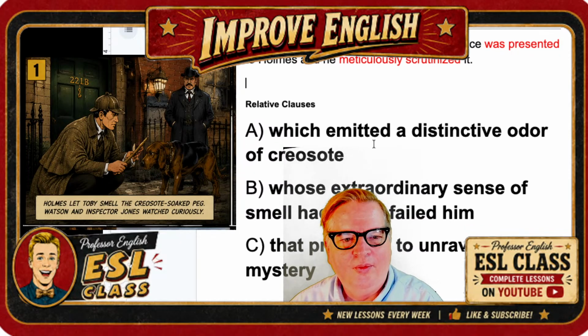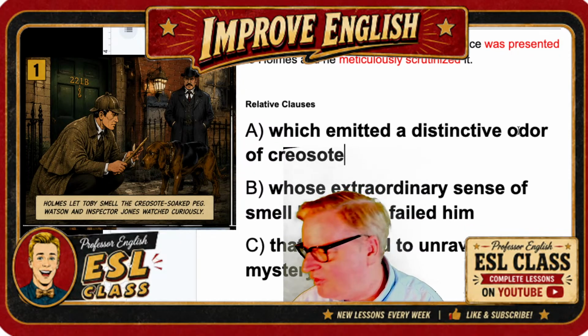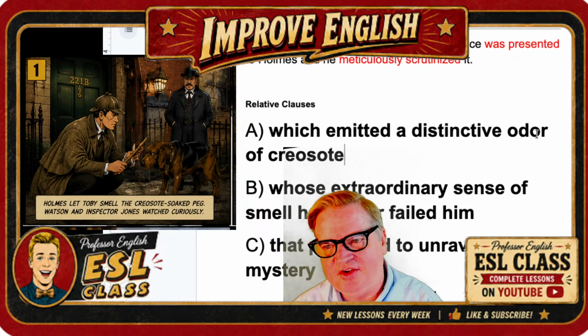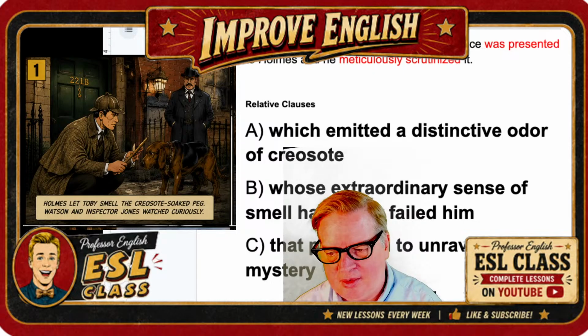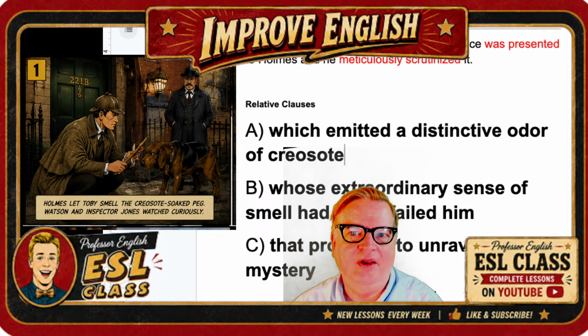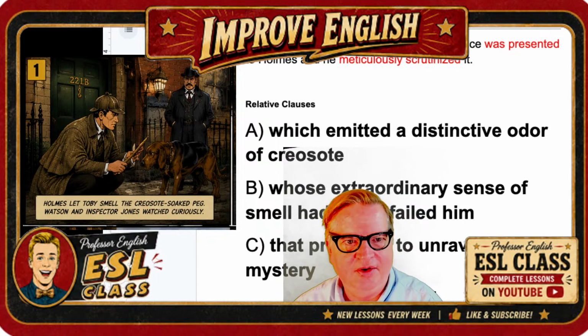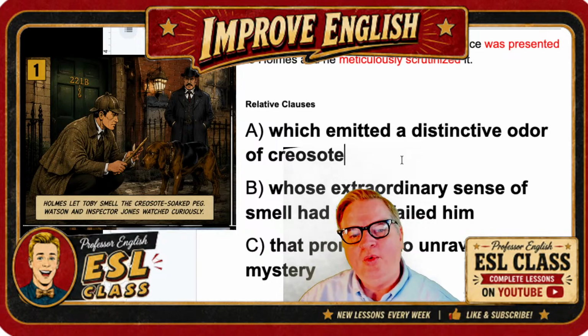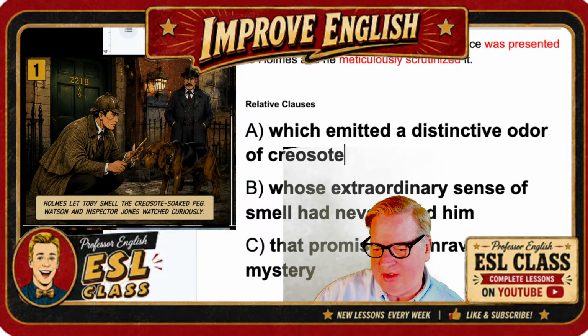Okay. What does distinctive odor mean? If you say that something has a distinctive odor. Distinctive, like it stands out, like it's strange. Something you could never mistake for something else. It's always creosote. Okay, where could we put that? Can we put that anywhere inside of the sentence? Where would be the best place?